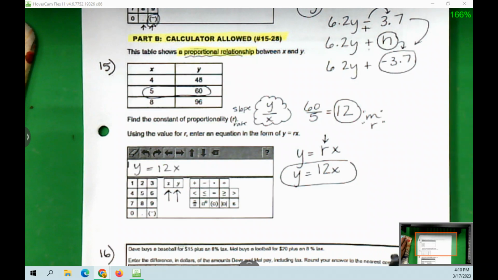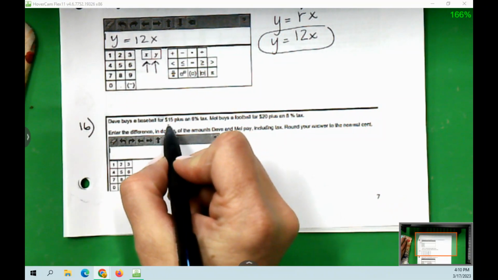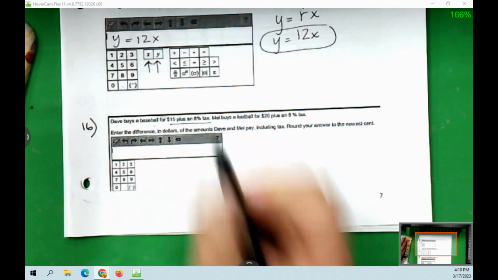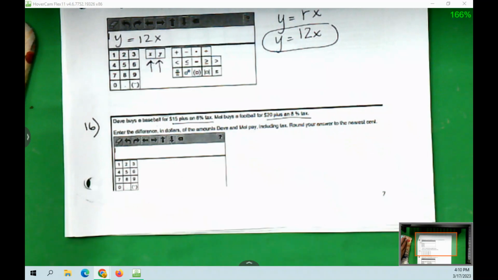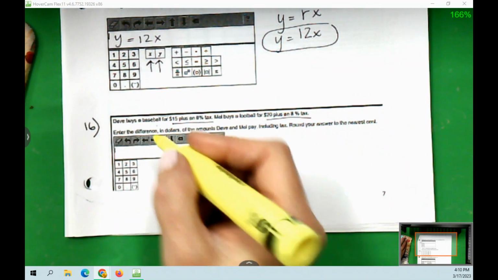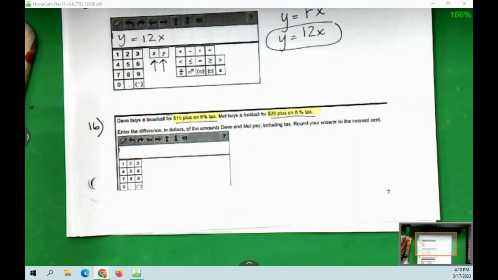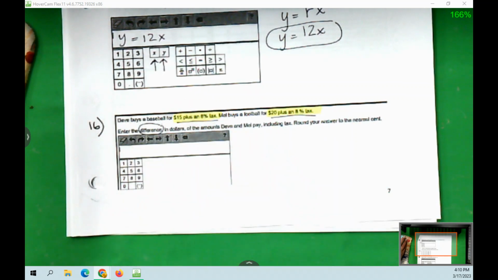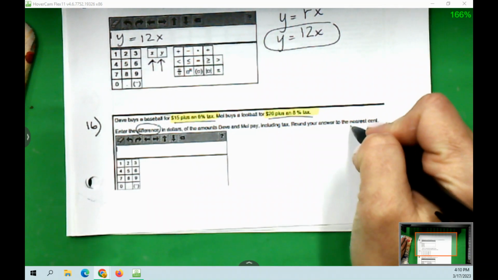Okay, number 16, we have a word problem with a little bit more work here. It says Dave buys a baseball for $15 plus 8% tax. Mel buys a football for $20 plus 8% tax. You have a highlighter tool, so you wanted to highlight the information given, and it says enter the difference in dollars of the amounts Dave and Mel pay, including tax. Round your answer to the nearest cent.